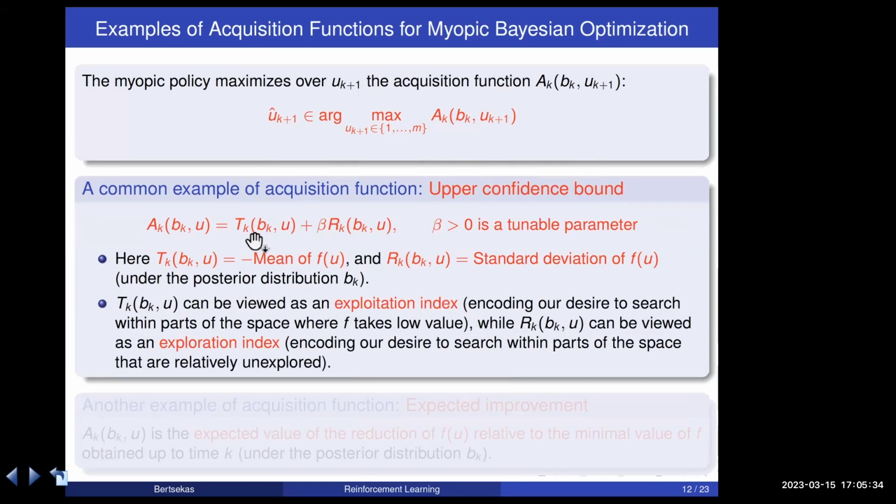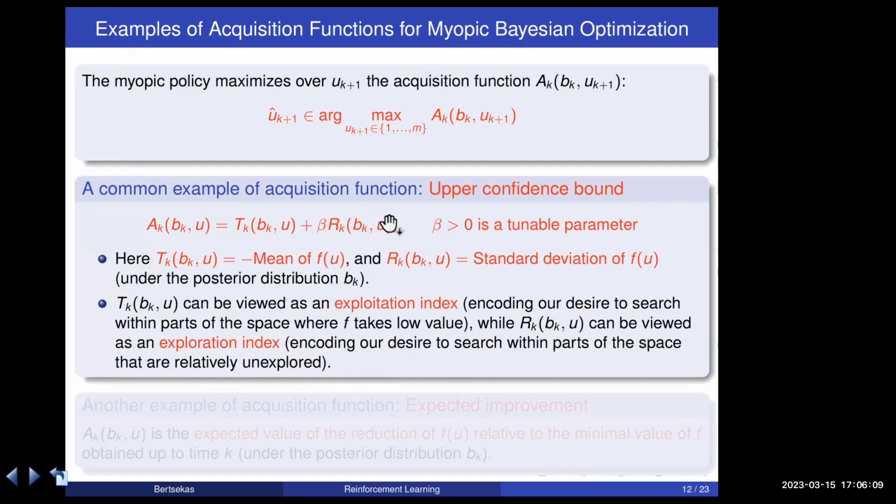By maximizing this expression, we encode our preference towards exploring parts of the space where f takes low value, based on the posterior distribution. R_k can be viewed as an exploration index. It encodes our desire to search within parts of the space where there's a lot of uncertainty about the range of the surrogate, and therefore there's a lot of potential, perhaps, of getting good points to search.